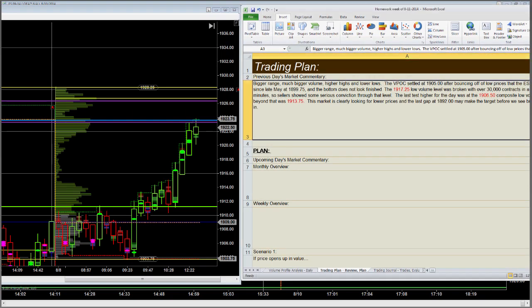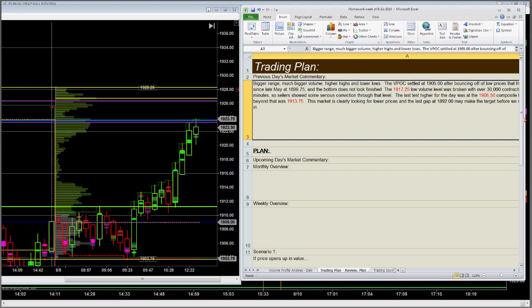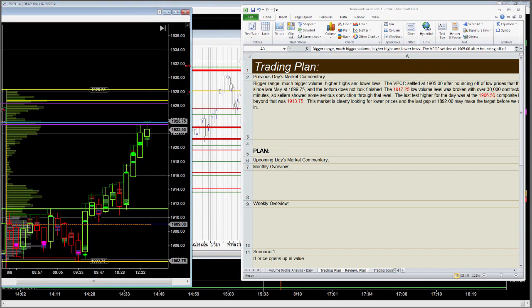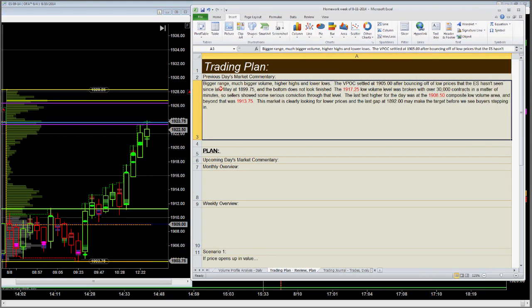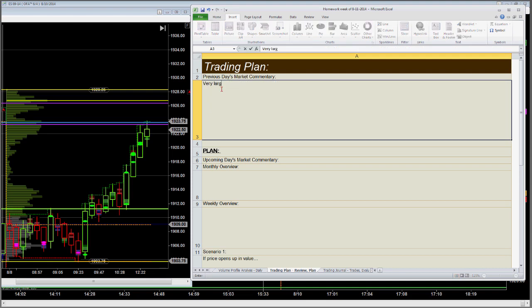Just close this up here a little bit. And this is how I turn all the data into a trade plan. So on Friday, very large range. And I tell myself the story.